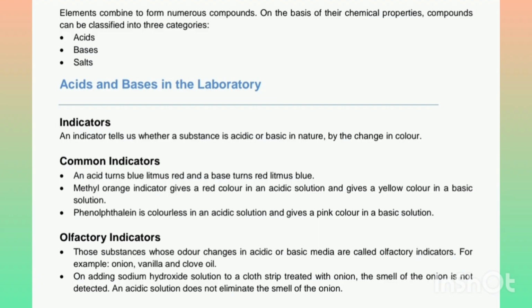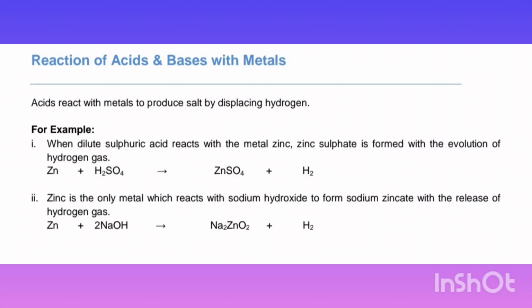Let us see the indicators which you have already learned. An indicator is nothing but something that tells us whether a substance is acidic or basic in nature. The common indicators are litmus, blue litmus, red litmus paper, methyl orange, and phenolphthalein. These are the common indicators.